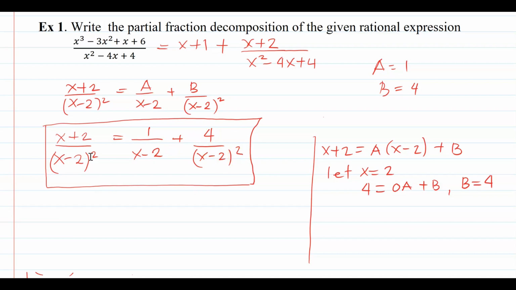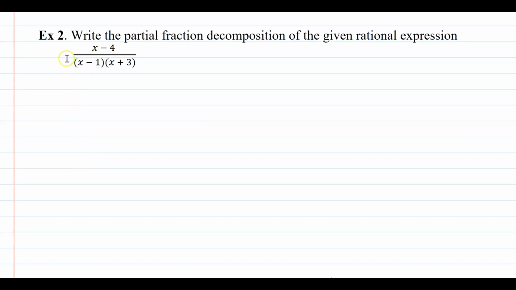Let's take a look at another example. Here is our example number 2. Write the partial fraction decomposition of the given rational expression x minus 4 divided by x minus 1 times x plus 3. Notice that the degree of the numerator is 1 and the degree of the denominator is 2, so we can skip step number 1. We are also given the factors of the denominator, so we can also skip step number 2.